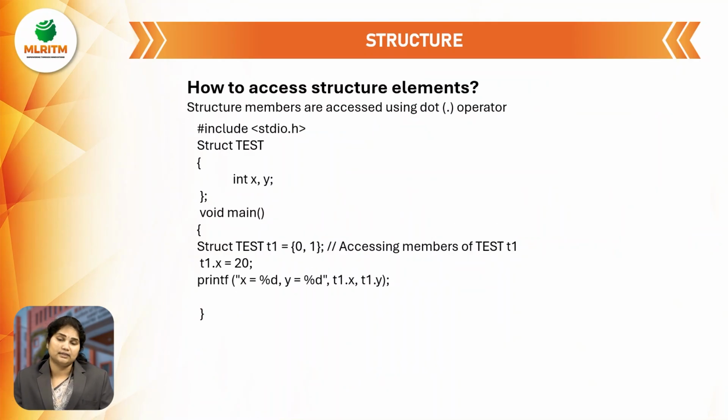And how will we access the structure elements? By using the dot operator. All the variables declared in the structure can be accessed by using the dot operator. Here, see the example. Here is a structure named test, with int x comma y. In void main, struct test t1 equals 0 comma 1. We are assigning 0 and 1.